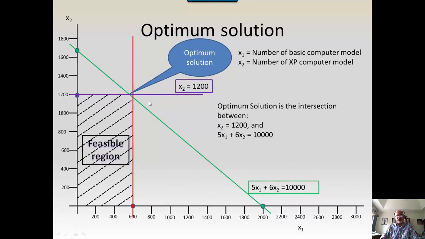Okay, x sub 2 is 1200. You substitute x sub 2 here with 1200, and you solve for x sub 1, and you get 560 for x sub 1 and 1200 for x sub 2. So we make 560 units of basic and 1200 units of XP, and that will give you the maximum profit. So plug in 560 and 1200 in the profit line, and you get the maximum profit. So our solution is make 560 basic model, 1200 XP model, and you make a profit of 199,600.